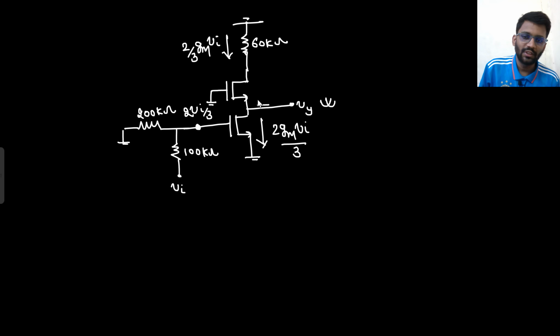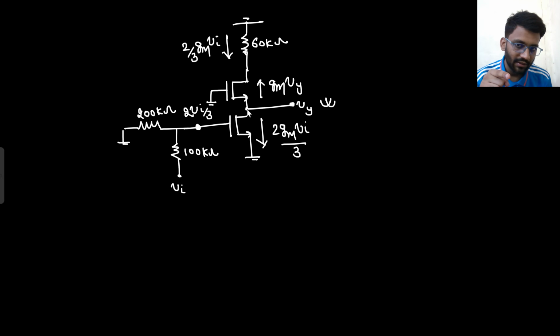Now tell me, what do you see from here? You see 1 by Gm resistance only. Say yes or no? If this node is your Vy, then what is the current flowing upward? Gm Vy. Say yes or no? Because this node is Vy. So Vy minus 0, into Gm. That would be the current.